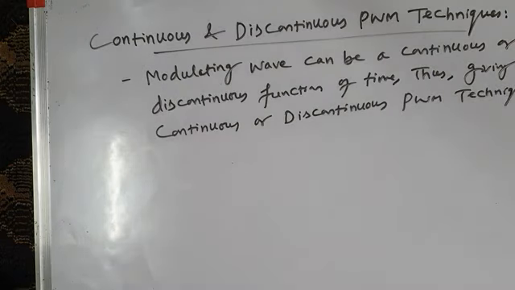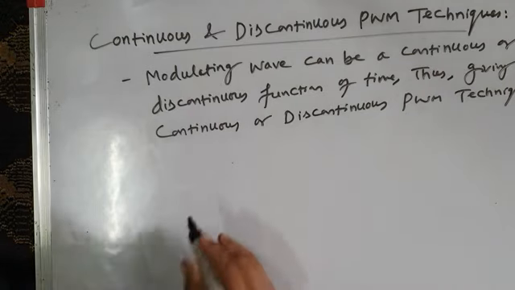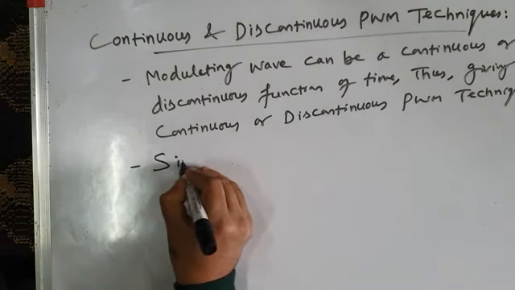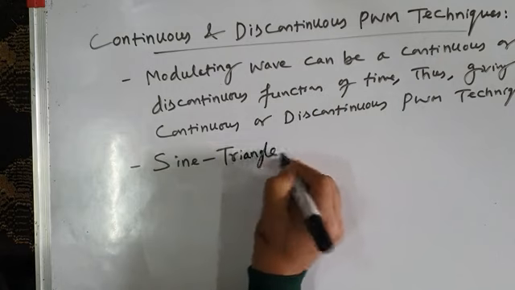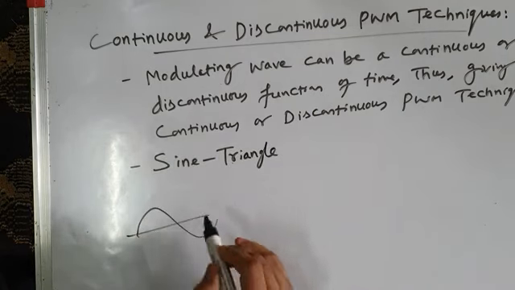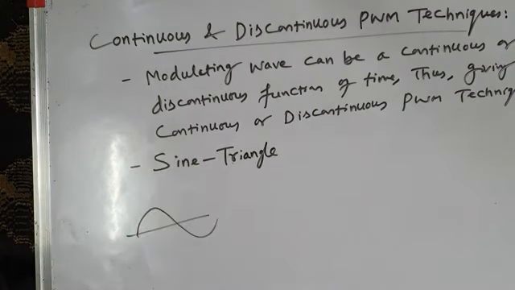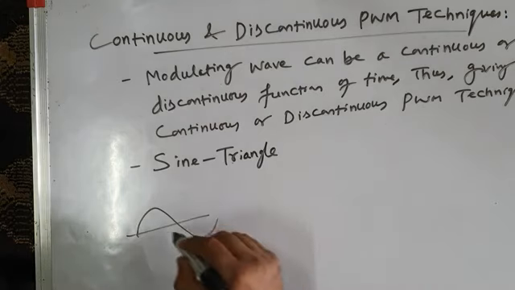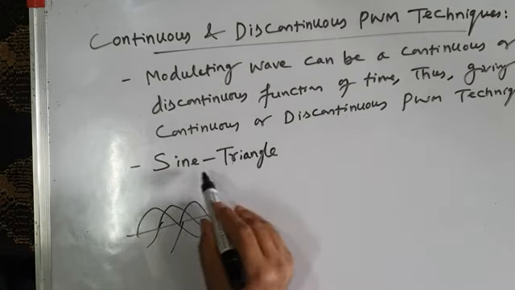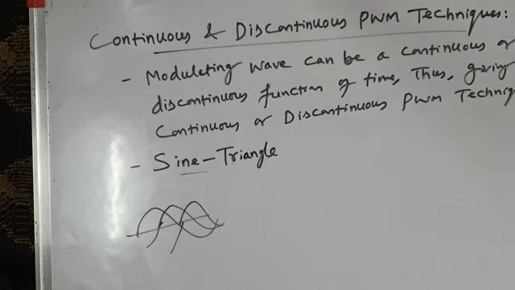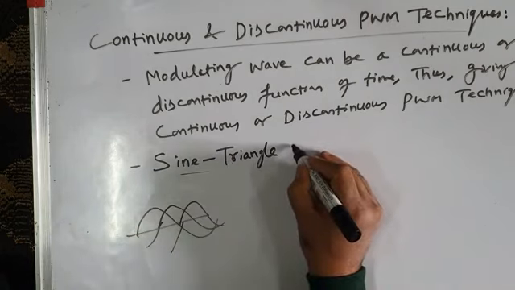Which of the PWM techniques are continuous and which are discontinuous? I have already discussed with you sine triangle modulation. If your modulating waves are sinusoidal and are compared with a triangular carrier, like in the bipolar PWM technique, the unipolar PWM technique, and the three-phase PWM voltage source inverter where the three modulating waves are sinusoidal, that gives sine triangle modulation.